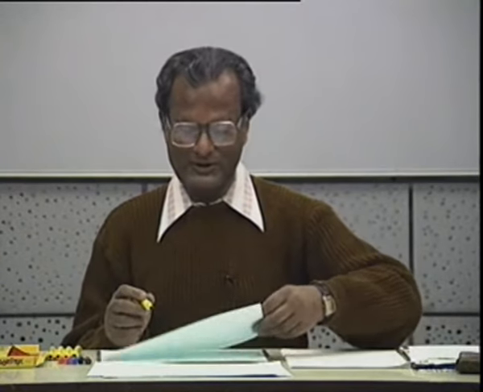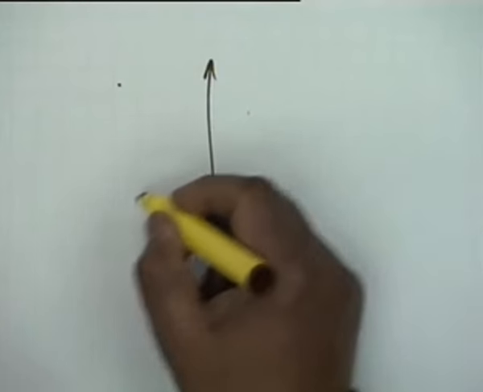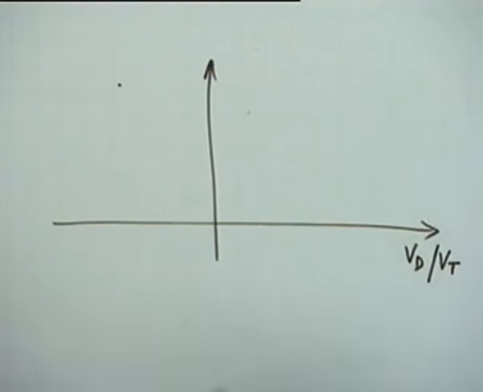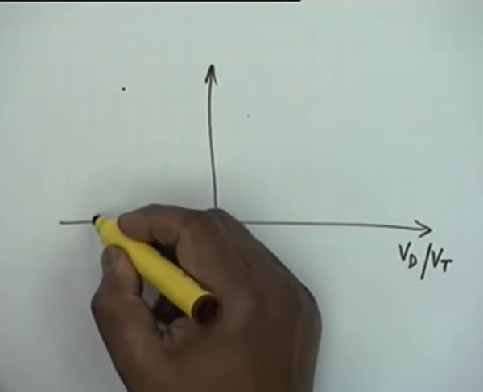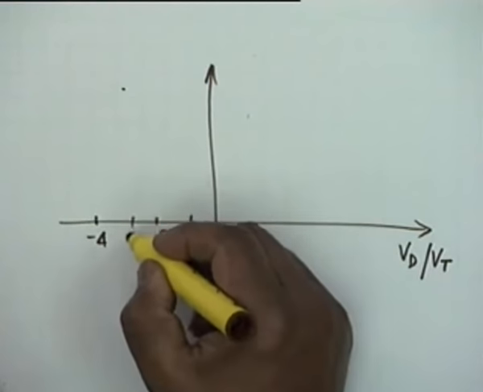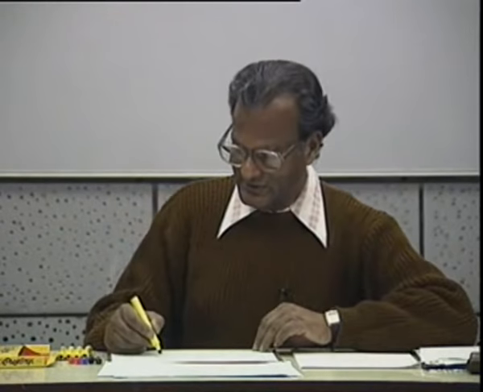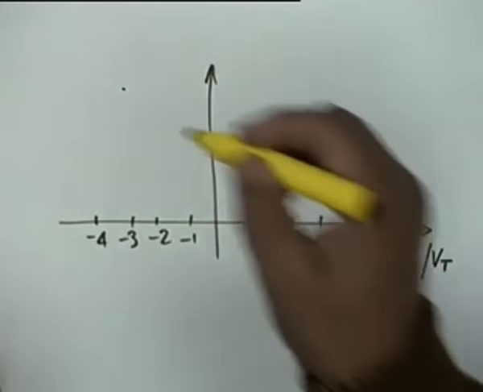Now suppose we plot IC1 and IC2 versus Vd by Vt, and let's say minus 4, minus 3, minus 2, minus 1. Vd, as you can see, is the difference between VBE1 and VBE2. It can be positive as well as negative, depending on which one is higher. So we go up to 1, 2, 3, 4.